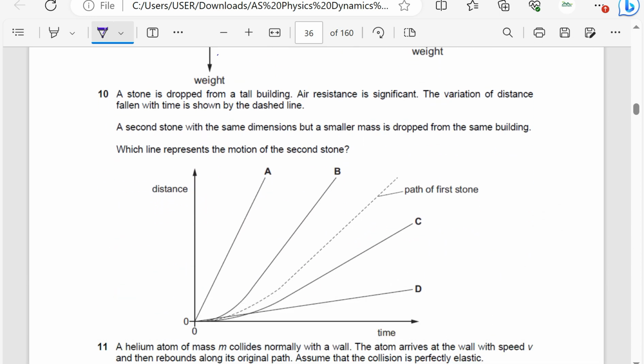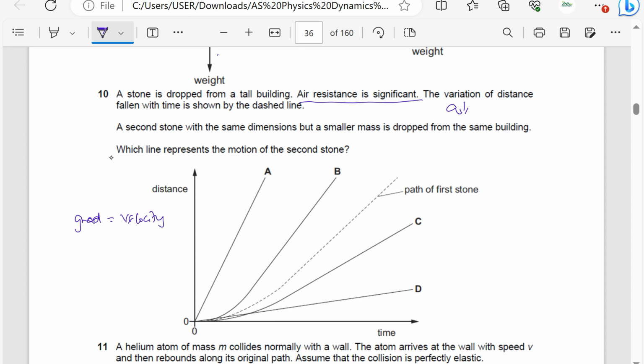A stone is dropped from a tall building. Air resistance is significant. That means acceleration is not constant. In fact, the acceleration must be decreasing. The variation of distance falling with time t is shown. So since this is distance, the gradient should be velocity. The gradient equals velocity.